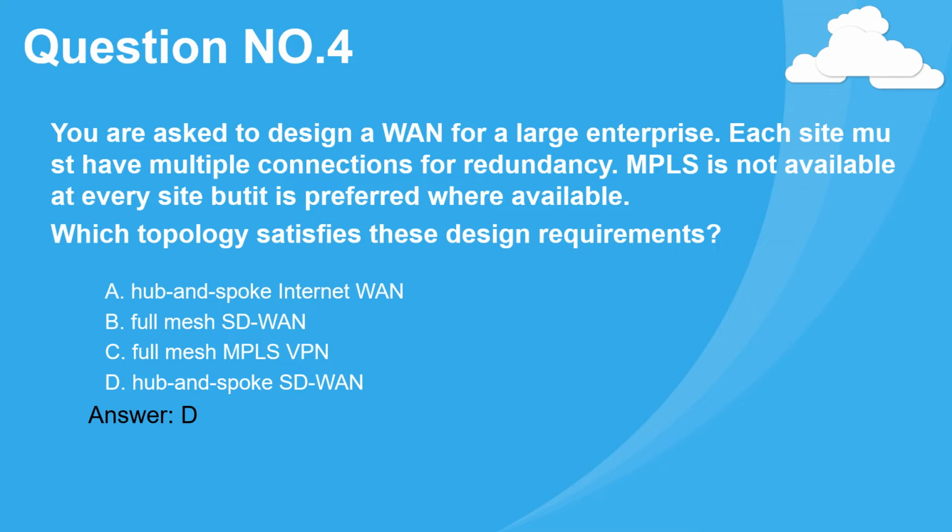Question number 4. You are asked to design a WAN for a large enterprise. Each site must have multiple connections for redundancy. MPLS is not available at every site, but it is preferred where available. Which topology satisfies these design requirements? A. Hub and spoke Internet WAN. B. Full mesh SD-WAN. C. Full mesh MPLS VPN. D. Hub and spoke SD-WAN. Answer: D.